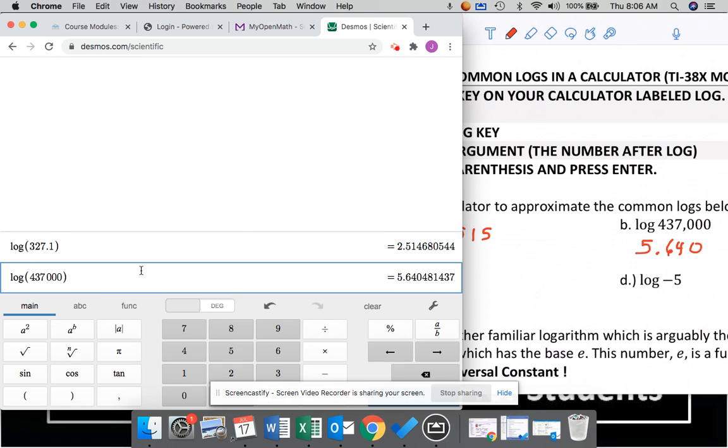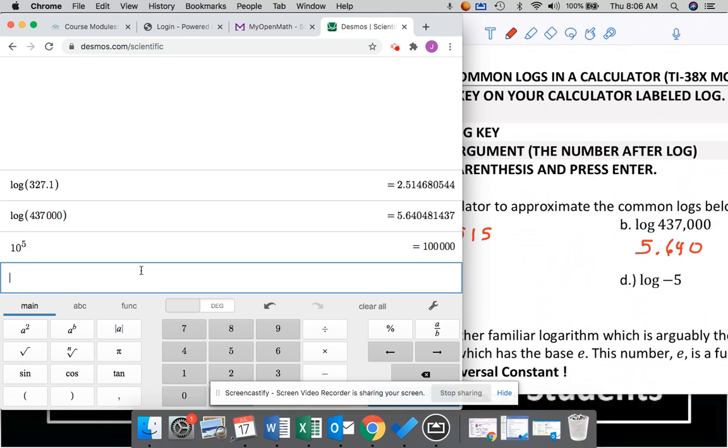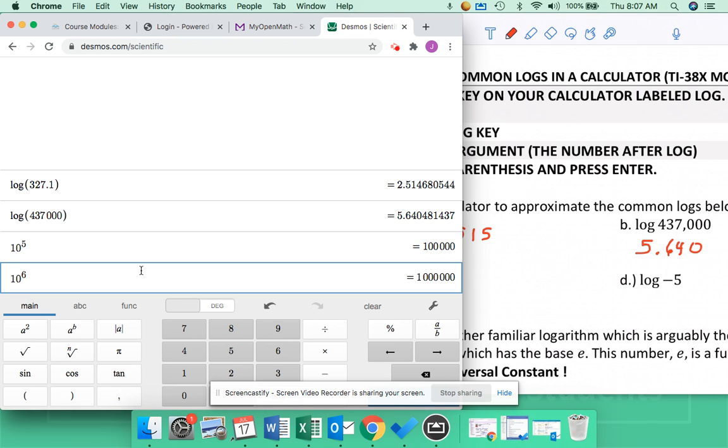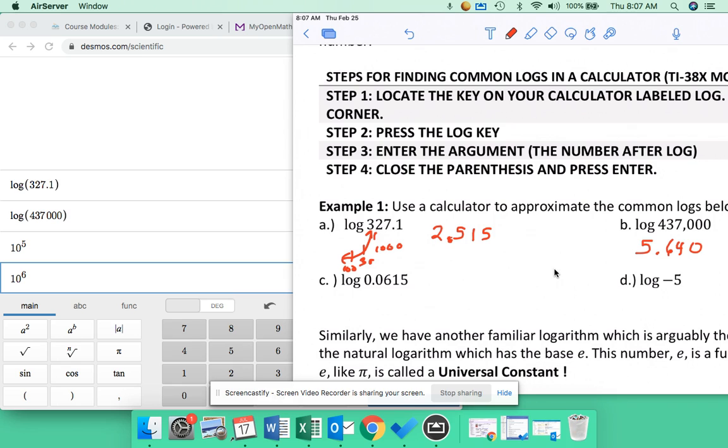Well, let's see. 10 to the 5th power is 100,000, pardon me. 10 to the 6th power is a million. About halfway in between that? About halfway in between, 5.6. Makes sense, makes sense. All right, what if we go dramatically the other way?